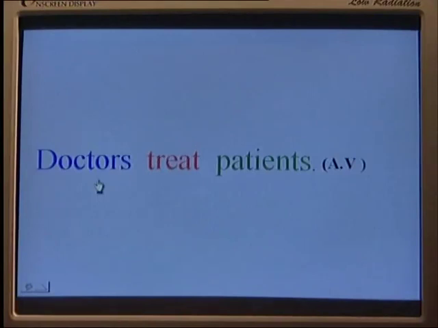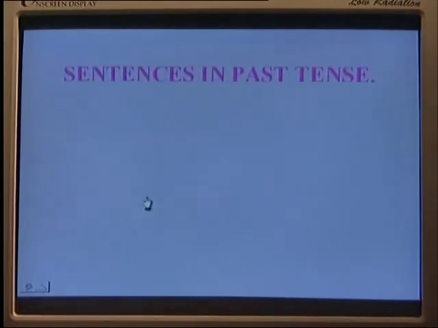Doctors is the doer, therefore this is the subject. And what is the work here? Treat. Therefore, treat is the verb. What do doctors do? Treat. Treat whom? Patients. So patients is the object. Okay. Now, let us look at the sentences in past tense.